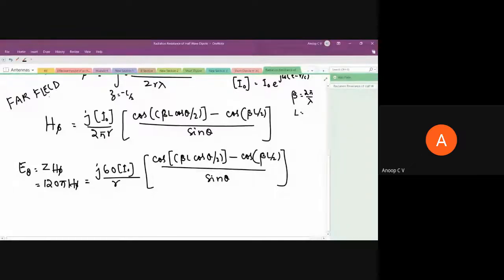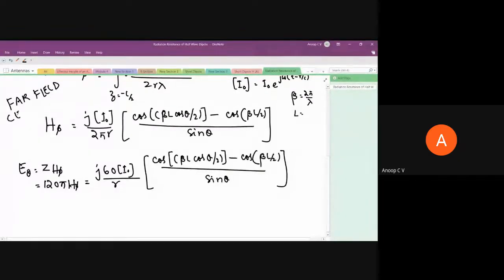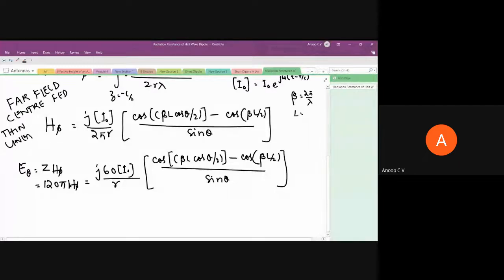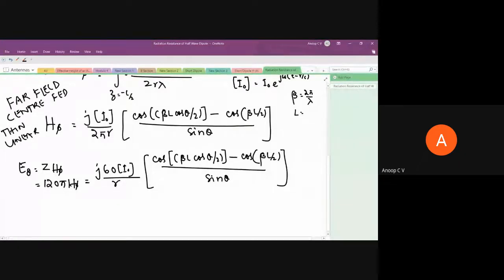Far field pattern of a center fed thin linear antenna. So this is the far field pattern of a center fed antenna, and that antenna should be thin and linear. So this is H phi and E theta. You should be comfortable with this also. Any doubt in this so far, how it is done?